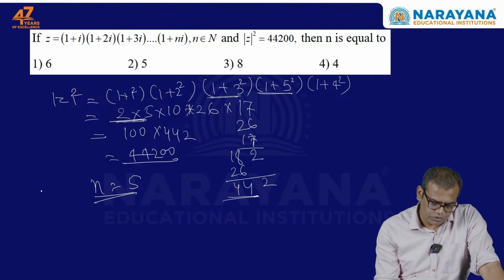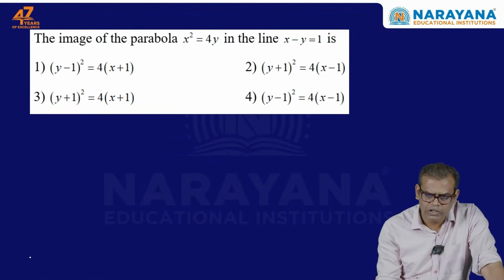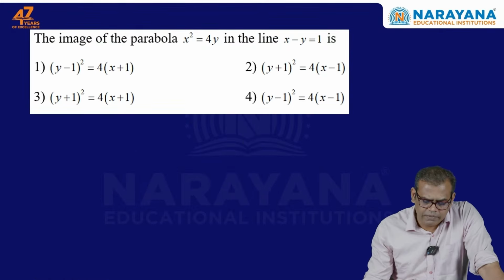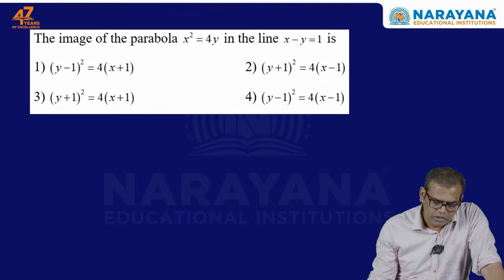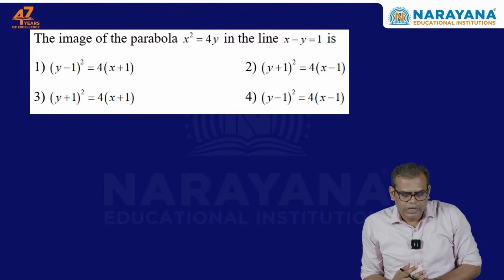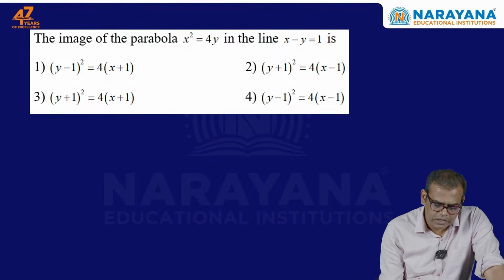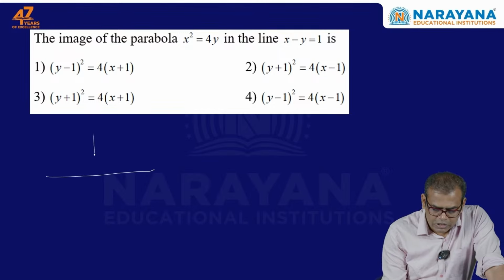Now come to the next question. This is also a known question, which came in JEE Advanced and JEE Main earlier. It is asking for the image of the parabola. If you take the image of the parabola with respect to any line, then the shape and size of the parabola will not change. And one good thing is that this is not the standard equation of the parabola, but the axis has been changed. So this is the parabola.